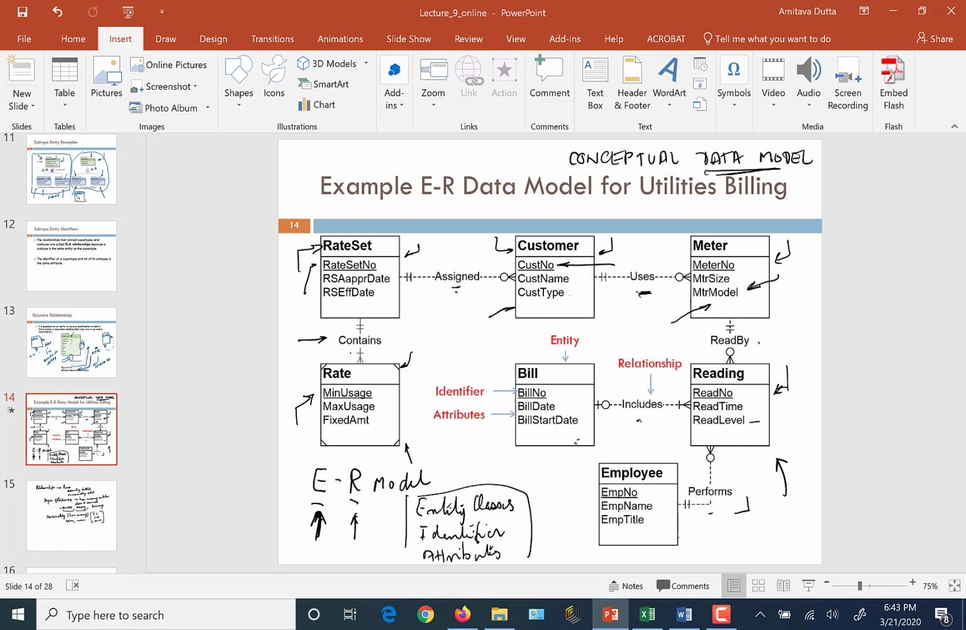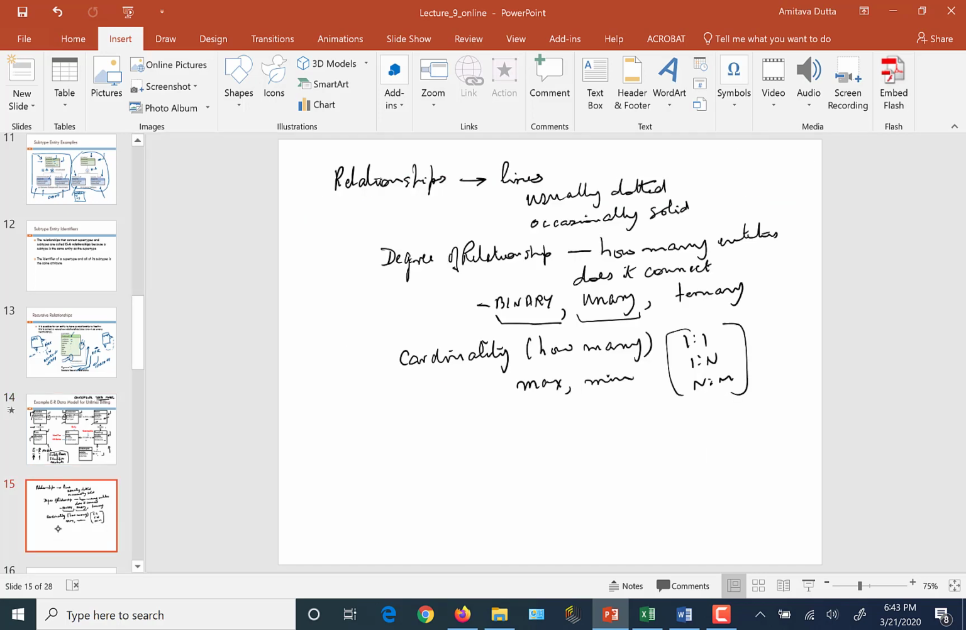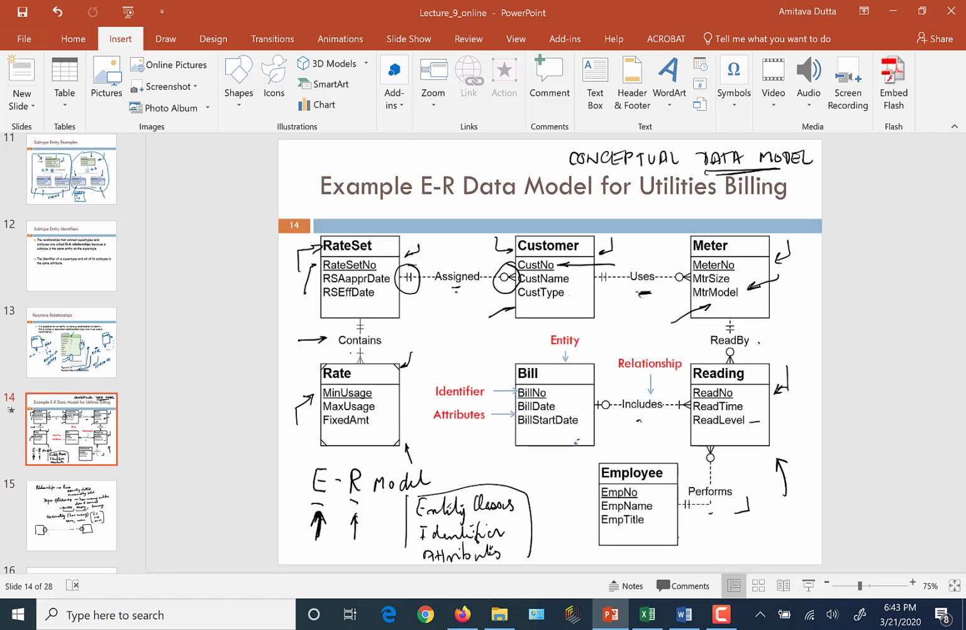Cardinalities are always represented by symbols at the two ends of the relationship line. Remember we said that a relationship is represented using a line, and most of the time it's a dotted line. Just to avoid clutter, I'm not writing the name of the relationship. Just imagine that this dotted line is some kind of relationship between two entities here. The cardinalities are always shown at the two ends of the relationship line. I have circled some of them here.